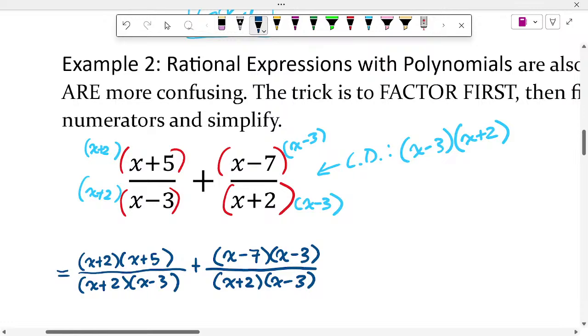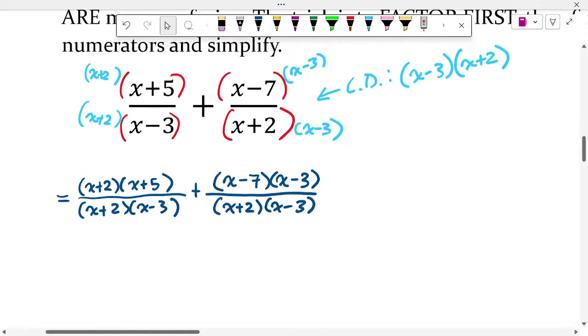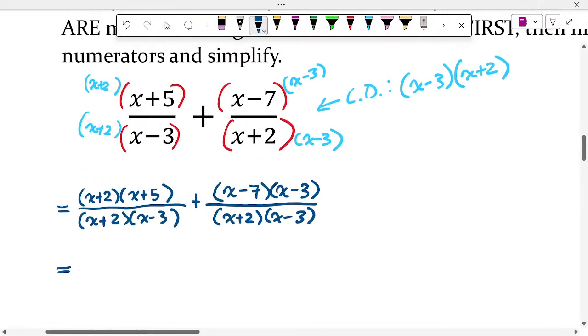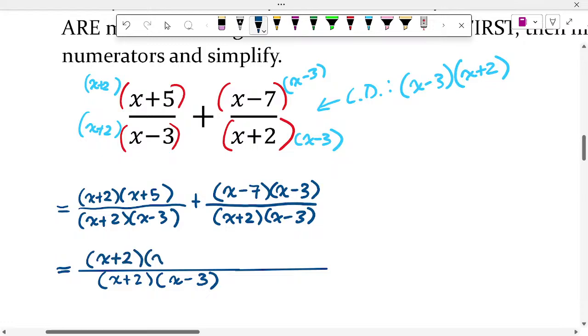Good. Now, I know you could cancel, but do we want to cancel here? The whole point of this is to get these into a single fraction, right? So now, do we need to have two fractions? No, because what's the denominator of the whole thing? x plus 2 times x minus 3. But now what do we have on the top? Well, it's going to be long, isn't it? So we have x plus 2 times x plus 5. And then we're adding, over here, x minus 7 times x minus 3.